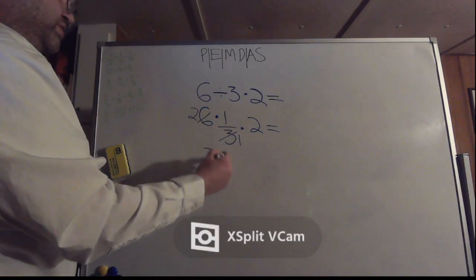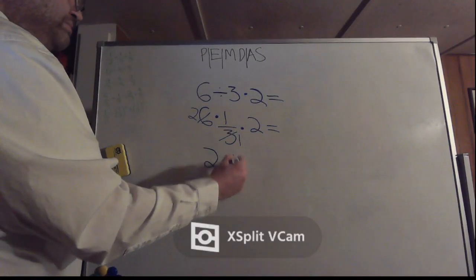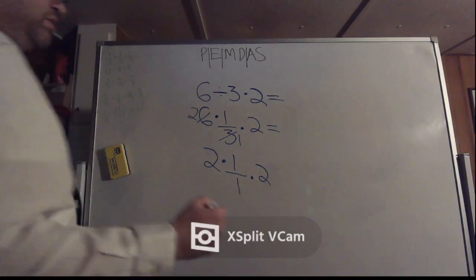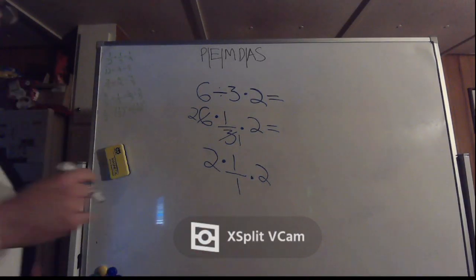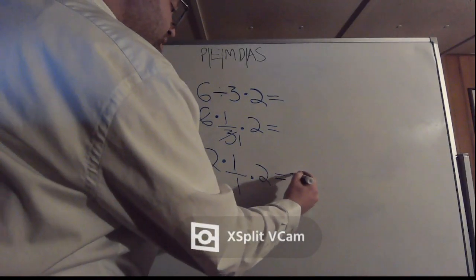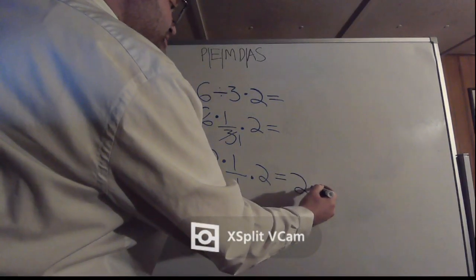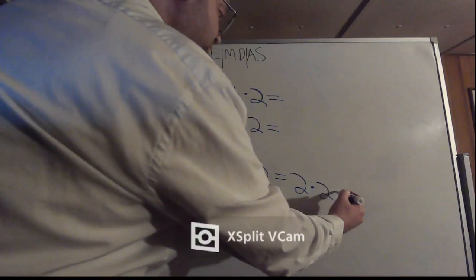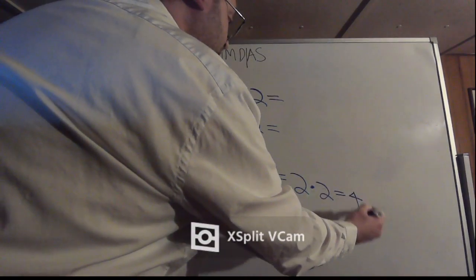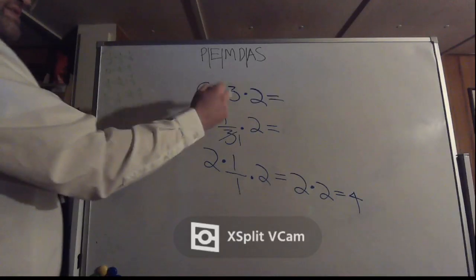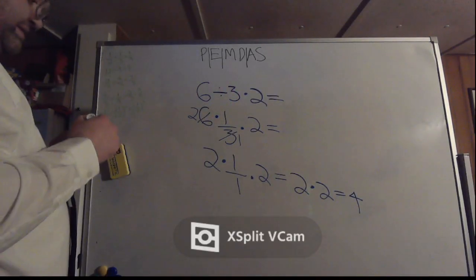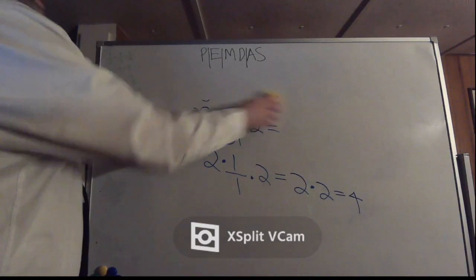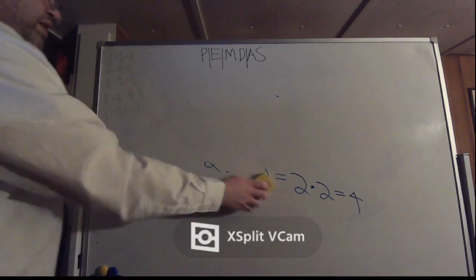That'll leave you with 2 times 1 over 1 times 2. Well, 1 over 1 we just know is 1. So 2 times 1 is 2. So you'll have 2 times 2, which will then equal 4. Some people would think this answer should be 1. That's not the case. So this right here proves that multiplication and division have the same priority as each other.